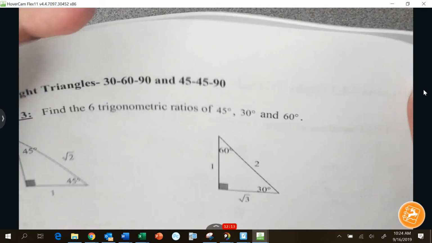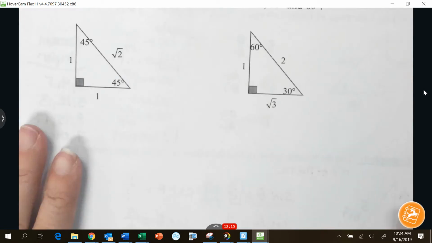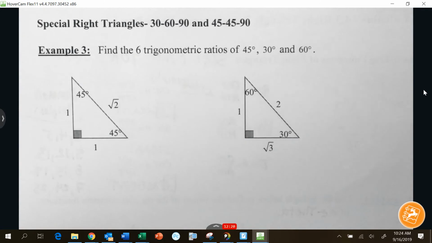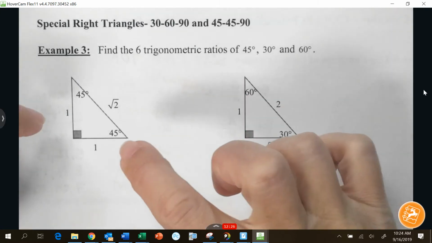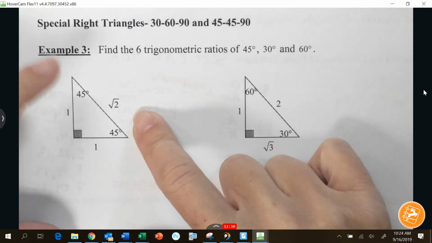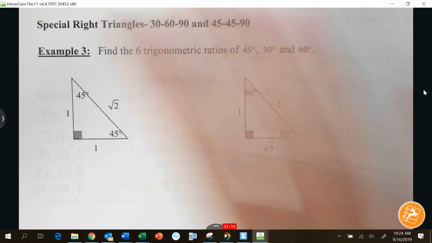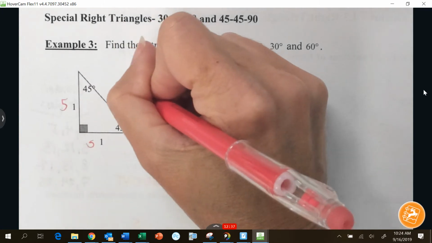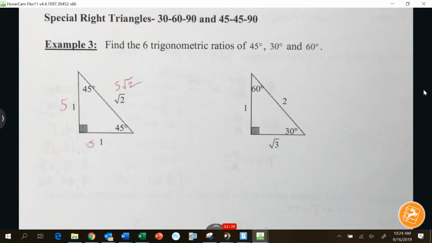All right, the last thing that we're doing today, six trigonometric ratios of 45 degrees, 30 degrees, and 60 degrees. These could be the 3 side lengths. They could be multiplied by any scalar, so this could be like 5, 5, 5 square root 2. But we've already done this stuff, and we've already written the sine, cosine, and tangent in that one assignment.